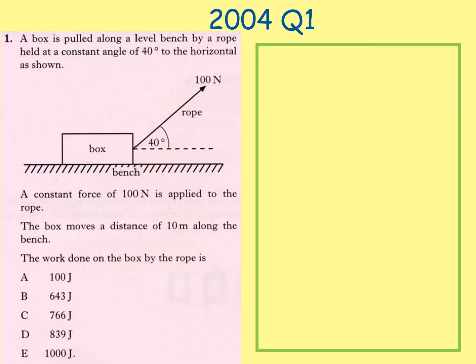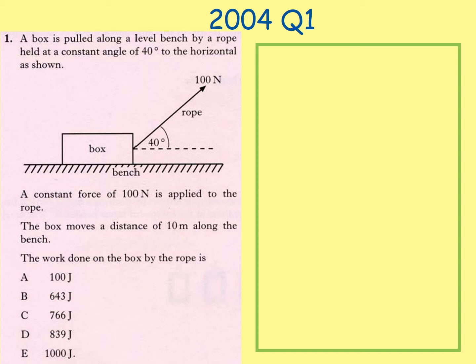A box is pulled along a level bench by a rope held at a constant angle of 40 degrees to the horizontal as shown. A constant force of 100 newtons is applied to the rope. The box moves a distance of 10 meters along the bench, and we want to calculate the work done on the box by the rope.